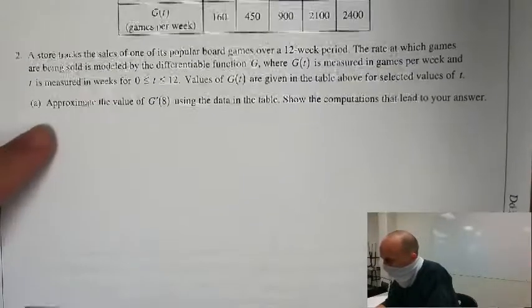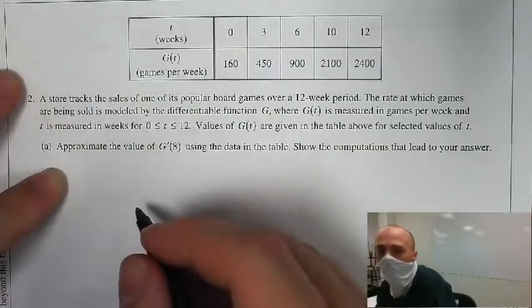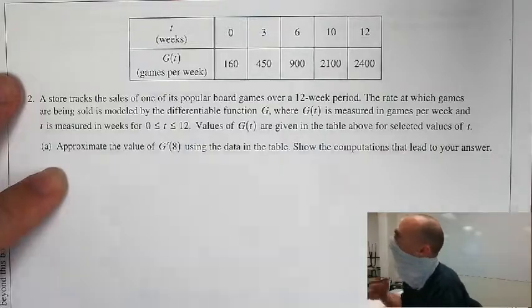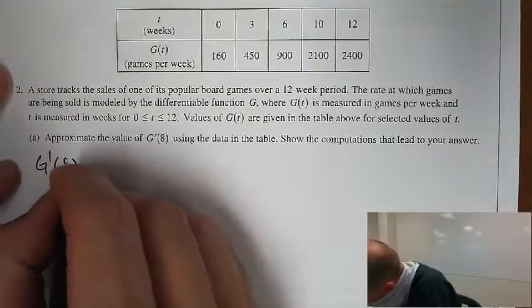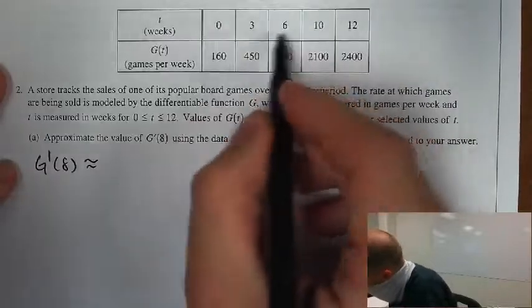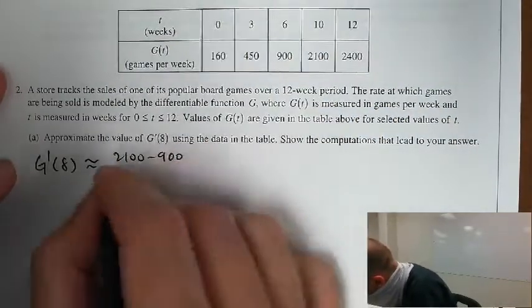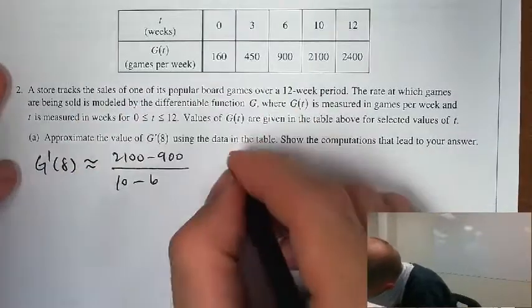All right, approximate G prime of 8 using the data in the table. And this one, I'm going to just say suppose they asked you to interpret this in the context of the problem, because this is the one that gets people tripped up. Okay, G prime of 8 is approximately equal to rise over run, so 2100 minus 900 divided by 10 minus 6. Games per week.